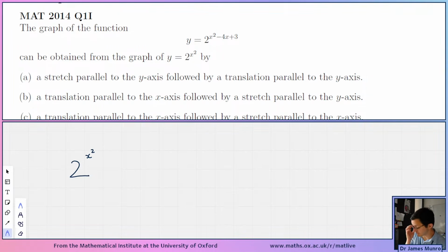This question doesn't ask you to sketch the curve, of course. You might have had a go just to see what it looks like. My impression is the values are very large for most values of x. I guess if you put in 0, you're going to get the number 1. But that's not the question. The question wants us to talk about how that's related to 2 to the power of x squared minus 4x plus 3. Okay.